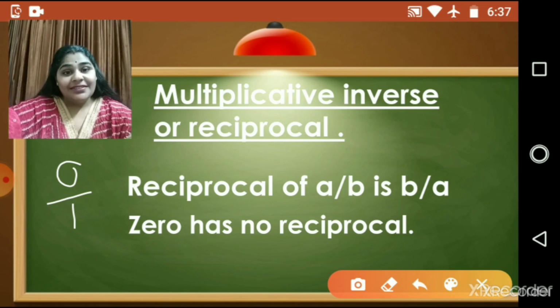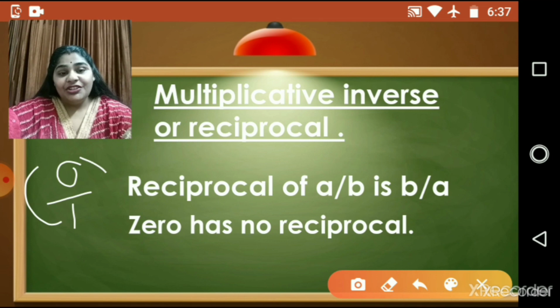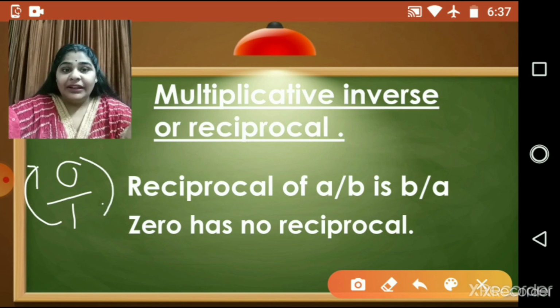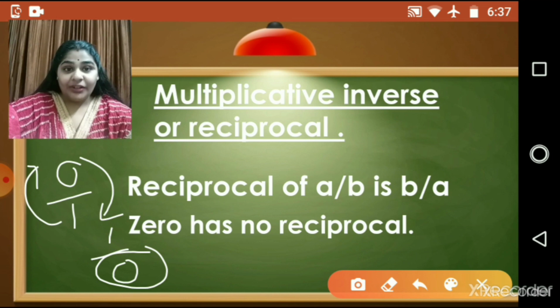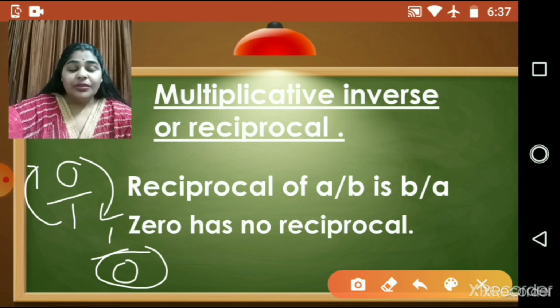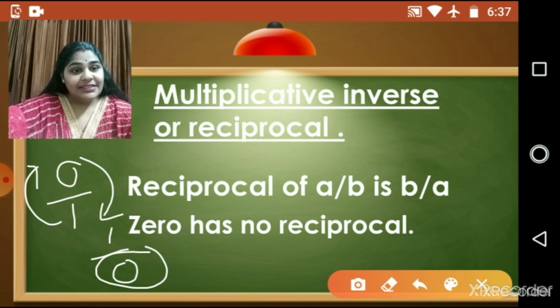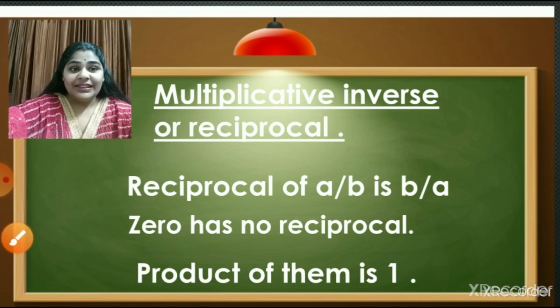If I take the reciprocal and interchange the numerator and denominator, it will be 1 upon 0, and we know the denominator cannot be 0. It is not defined, children, right? So this you have to make clear, that 0 has no reciprocal. I hope this is clear, children.